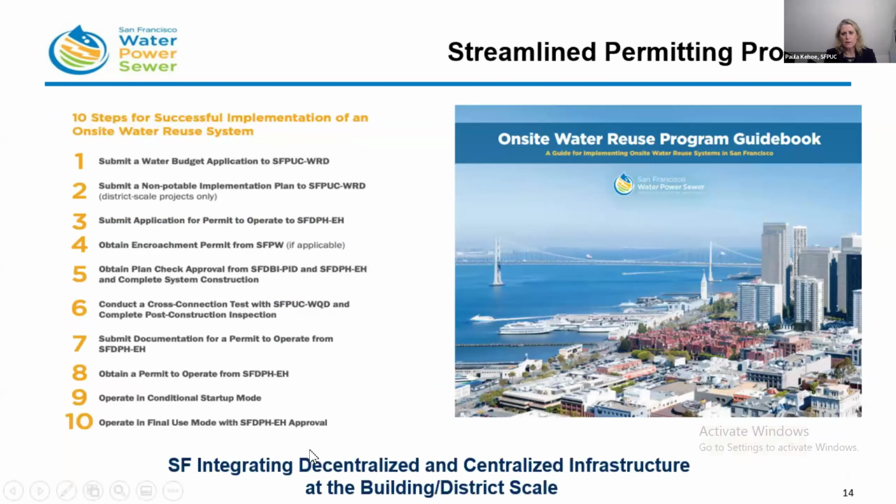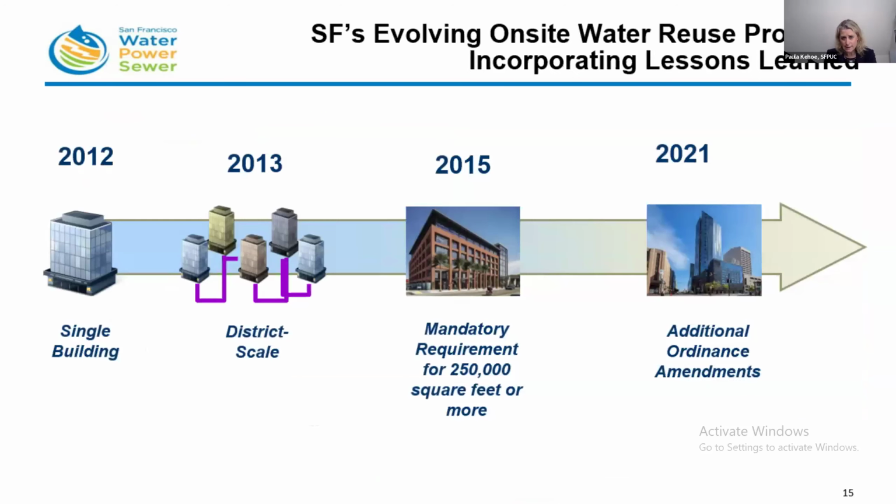And so we have developed a number of steps that folks need to walk through in order to obtain a permit for ongoing operations and maintenance. Just to mention, these decentralized systems are connected to our centralized infrastructure. So there's the ability to receive potable water, as these systems aren't producing potable water for drinking, as well as being connected to our sewer system for discharge, or if the system needs to go down for maintenance.